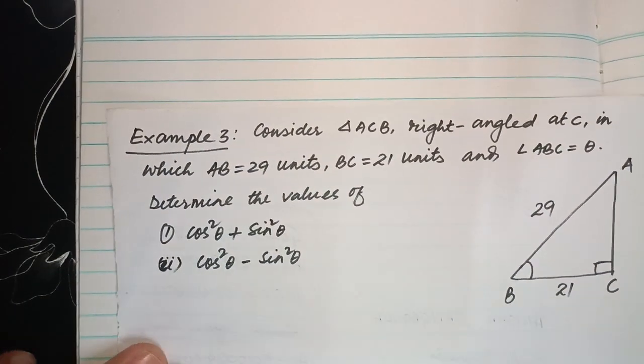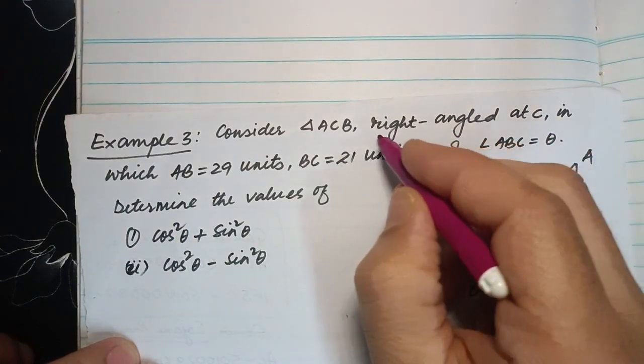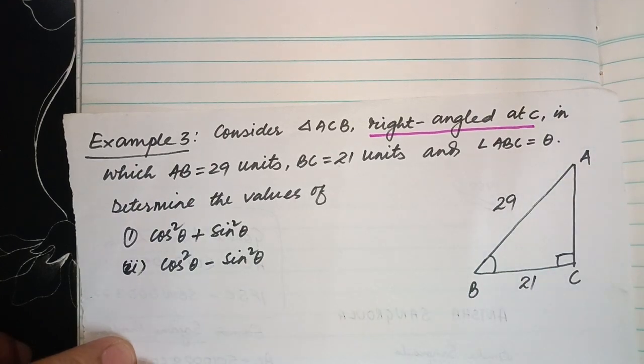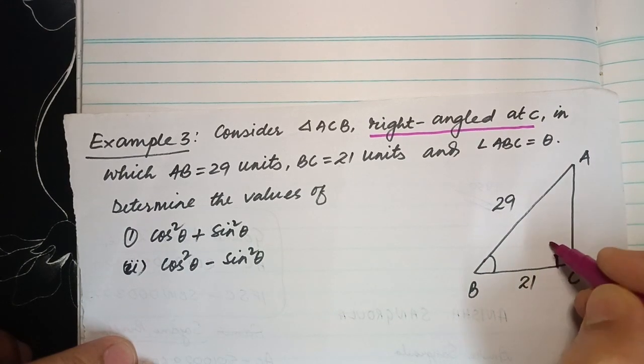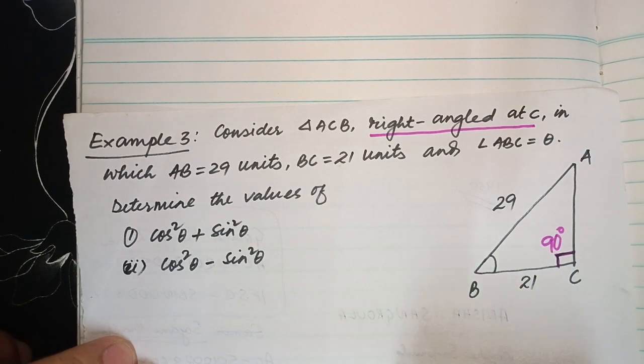Now let us continue with one more example. This is example 3. Here they have given you the question saying: consider triangle ABC, right angle at C. A very important point is this right angle. As soon as you draw the triangle, you need to find which angle is the right angle. Angle C is your right angle. This becomes your 90 degrees. Okay, now you move ahead.